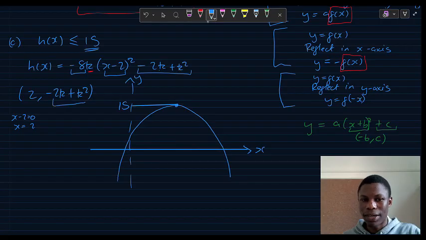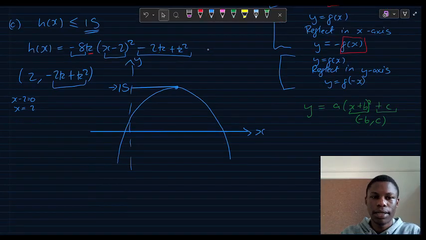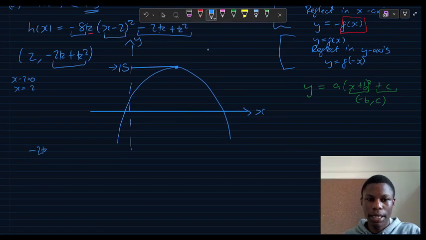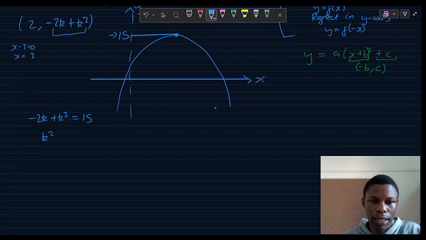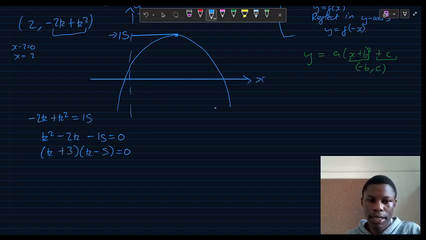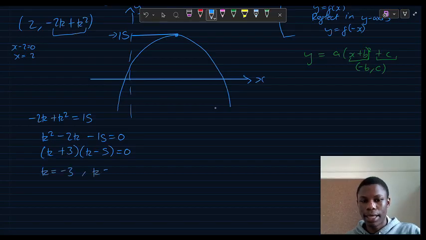So that's the y value, negative 2k plus k squared. And if this is the y value at the turning point, then it must be equal to 15, right? So negative 2k plus k squared is equal to 15. And lo and behold, we have a quadratic. Minus 15 is equal to 0. I think we can factorize this. So we can do 5 and 3, minus 5 plus 3. And so either k is minus 3 or k is 5.